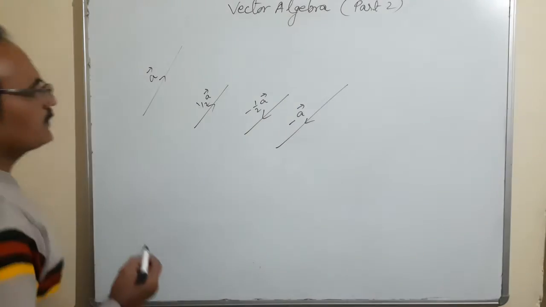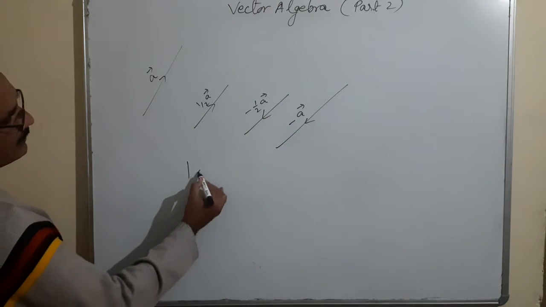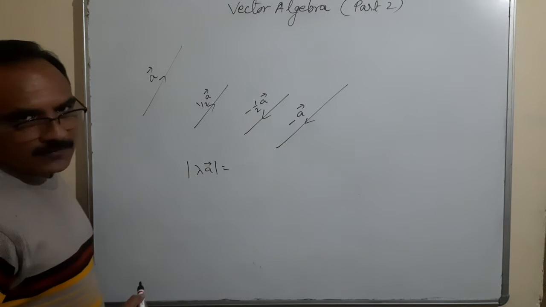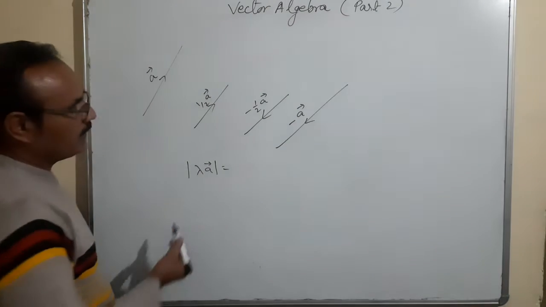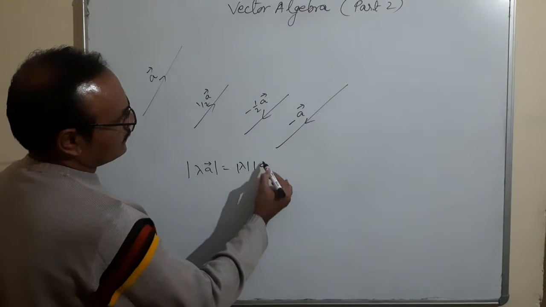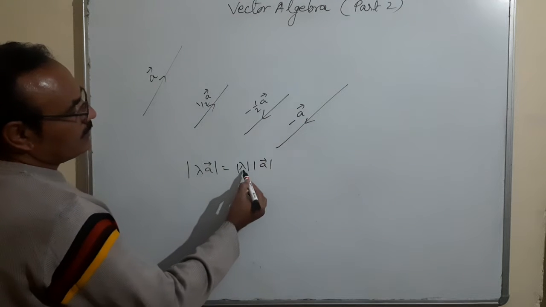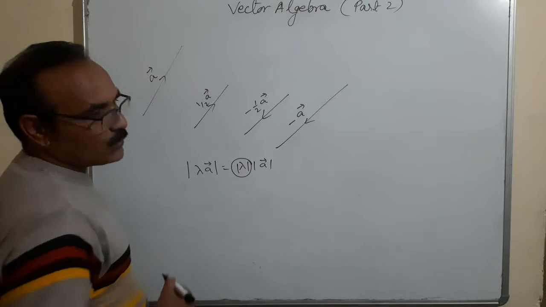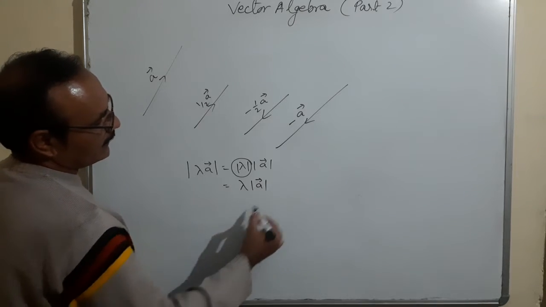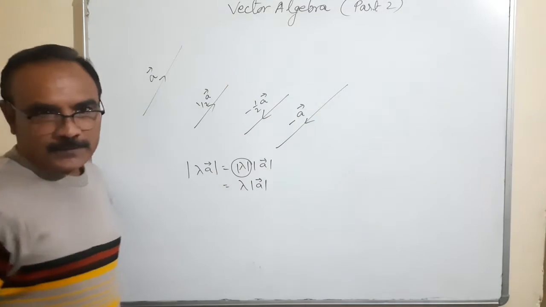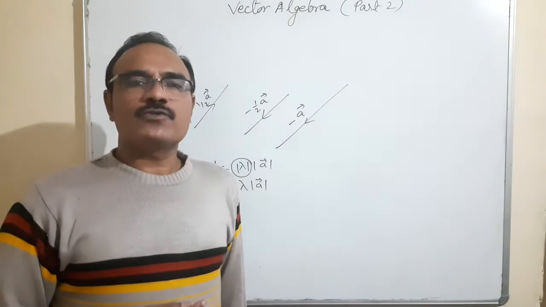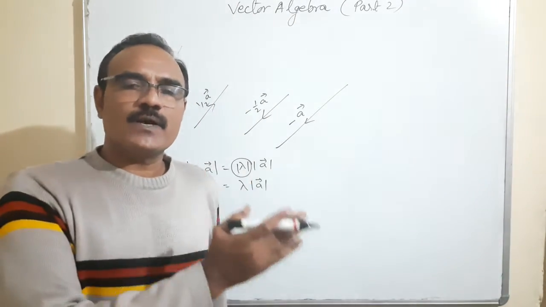So for example, if I write lambda vector A, this A is a vector quantity, lambda is a scalar quantity. So simply we can write lambda into vector A. This lambda is any scalar quantity. Is it okay? That means if you multiply any scalar quantity to the vector quantity, then simply the scalar quantity is multiplied.